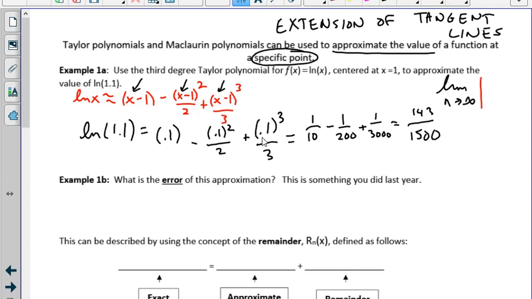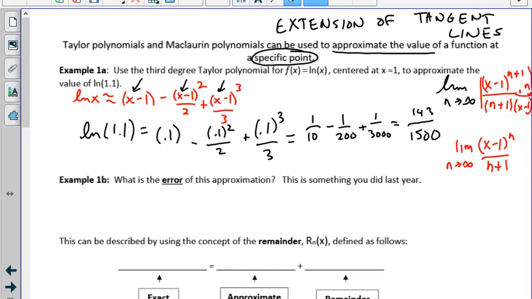If I did the ratio test on the general term, the -1 to the n plus 1 doesn't really matter. So I have x minus 1 to the n plus 1 over n plus 1 times n over x minus 1 to the nth power. Sorry, that's all over on the side, but that simplifies to the limit as n goes to infinity of x minus 1 times n over n plus 1. Sorry, not x minus 1 to the n, x minus 1 times n.